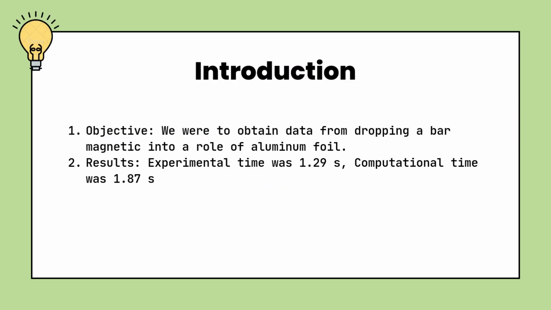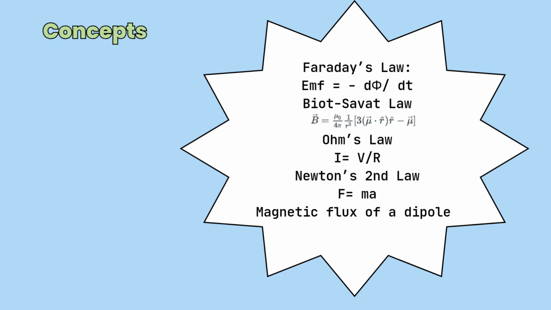Introduction. The objective of this lab was to obtain data from dropping a bar magnet into a roll of aluminum foil. The result of this lab was that the experimental time was 1.29 seconds, but the computational time was 1.87 seconds. Concepts. There are some important concepts to understand going into this lab, such as Faraday's law, the Biot-Savart law, Ohm's law, Newton's second law, and then the magnetic flux of a dipole.